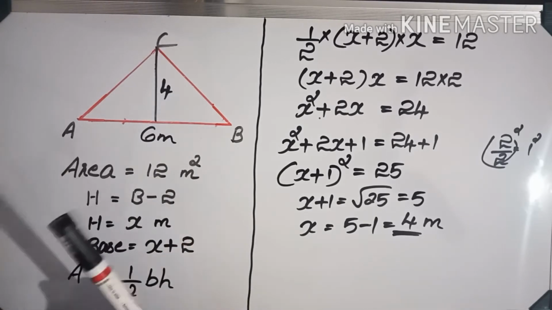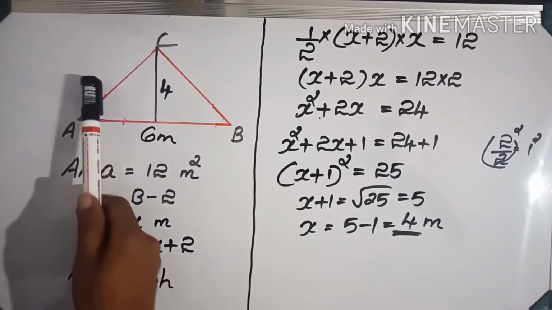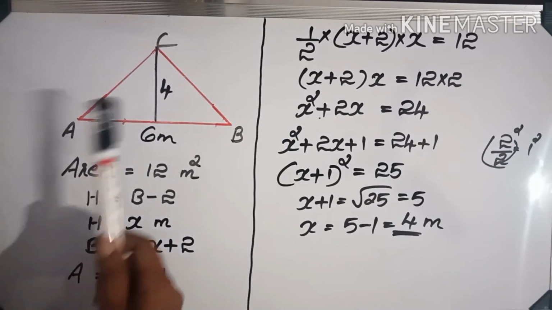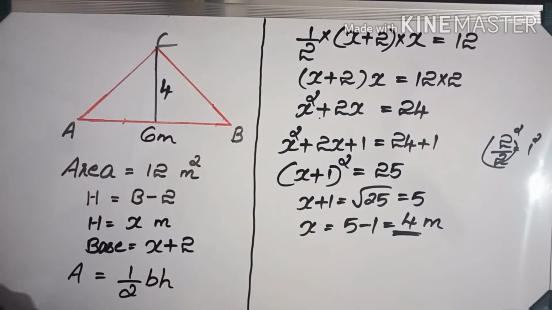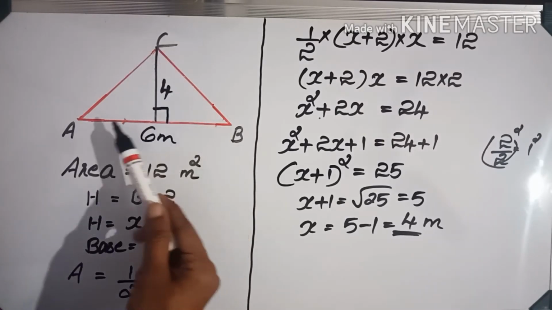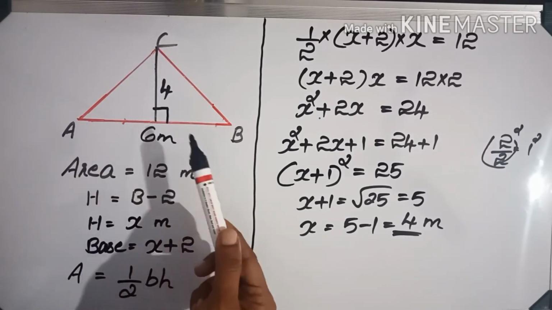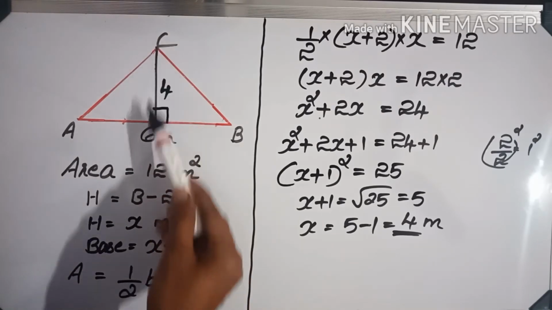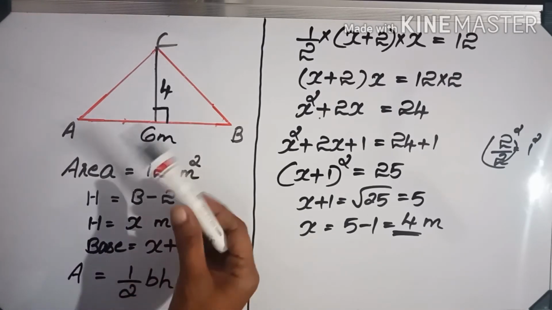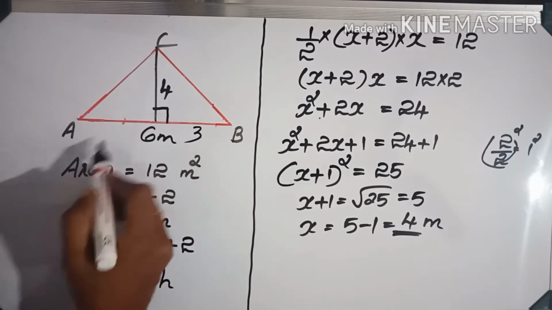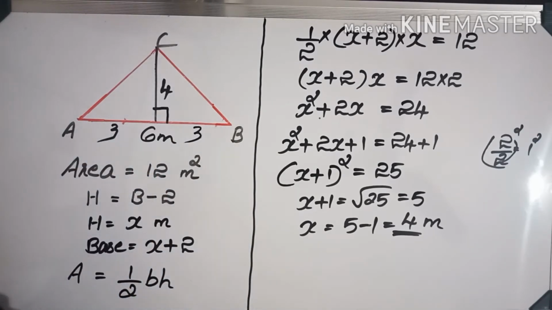But this is not what we need to find. We have to find these two sides. So in order to find these two sides, we can apply the Pythagoras theorem. We know perpendicular height will divide the base into two equal parts. So this is a perpendicular height. So this is 6 means this half will be 3. This half will also be 3.